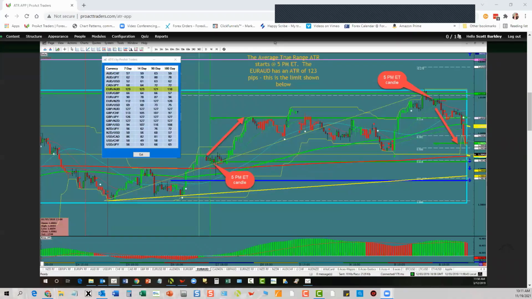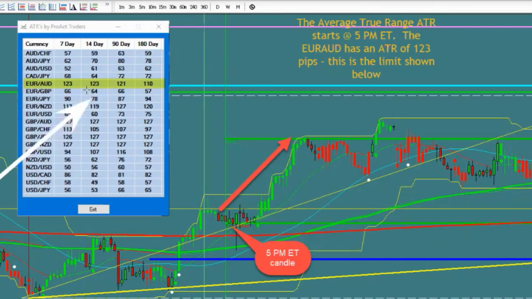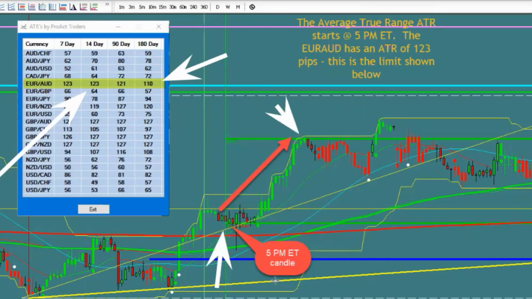All right, so this is a couple of examples from a real world chart. And you see I'm on the Euro Aussie right in here, and you can see that the Euro Aussie has a 123 pip ATR. Its average is 110. All right, so right here is where the 5 o'clock candle starts, and going up exactly 123 pips puts you right there to the pip, right?